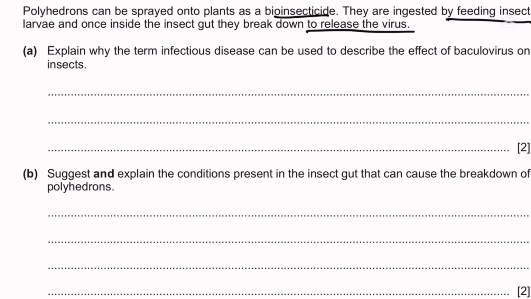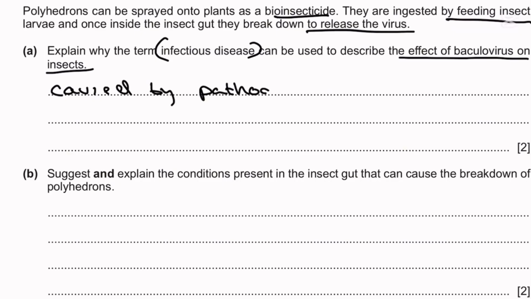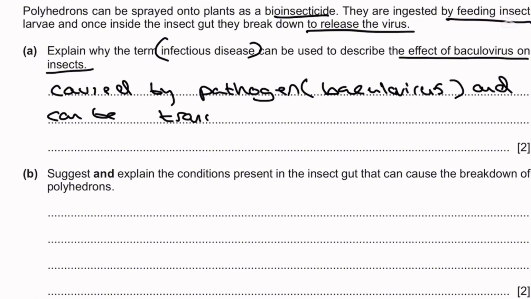And so, explain why the term infectious disease can be used to describe the effect of baculovirus on insects. Well, in general, what's the definition of infectious disease? It's a disease caused by a pathogen that can be transmitted from one host to another. And so in this situation, we have a virus that is going to be the pathogen that is going to be transmitted from the plant to the insect. So just define infectious disease. So it's caused by a pathogen, the baculovirus, and can be transmitted from one host to another, whatever you'd like to say.